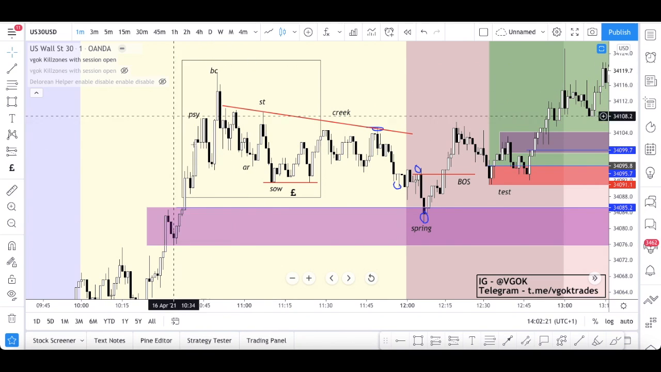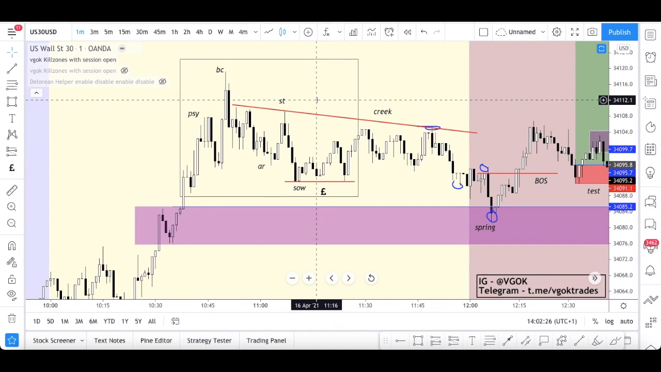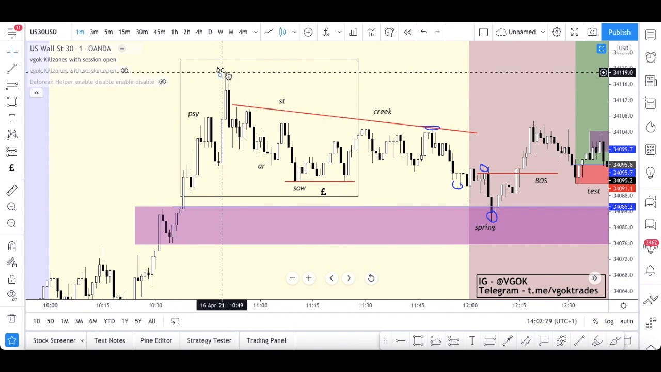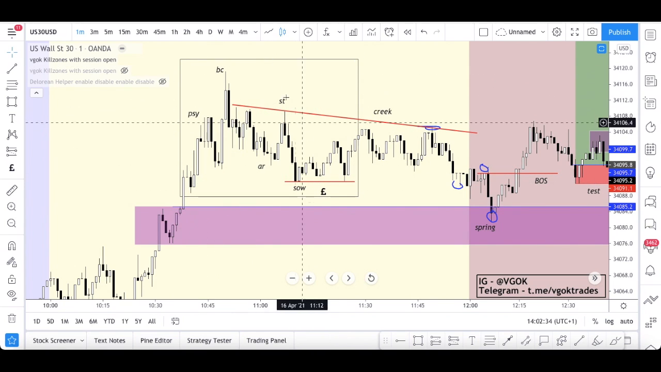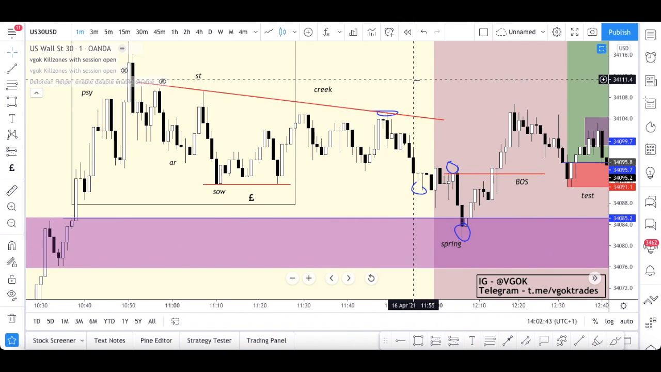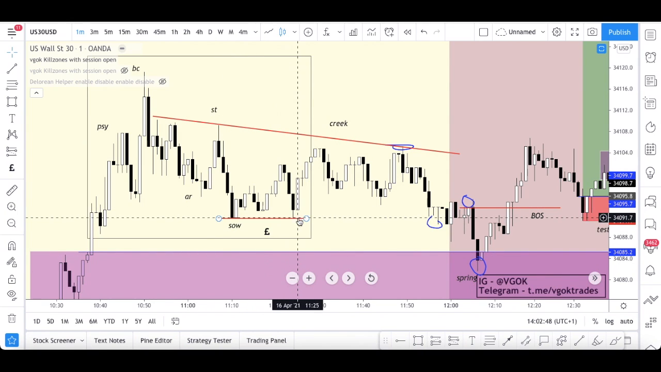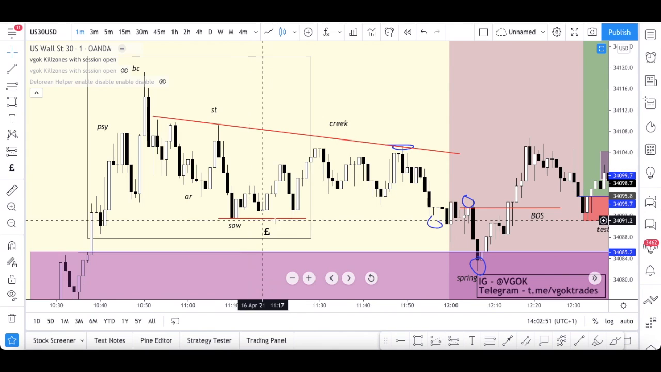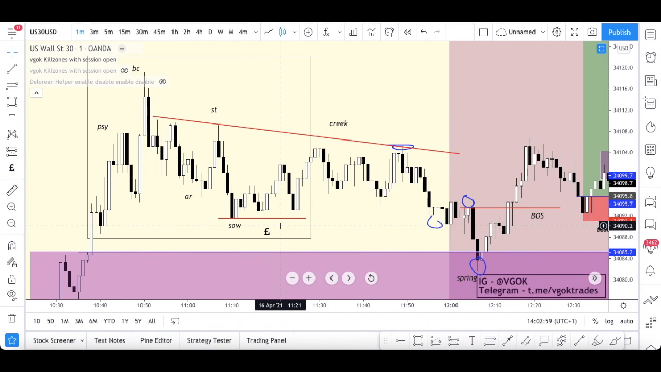Now, the initial start of this consolidation has the look of a distribution schematic about it. We've got this preliminary supply, a buyer's climax, an automatic rally, a secondary test, and a sign of weakness. The start of it does look like it's forming that distribution schematic. But upon further reflection, when we see what price is actually doing in this zone, we can see what it's actually starting to create. It starts to create this liquidity on the bottom end of the consolidation here, and we've got that liquidity build up just above our demand zone. So, that could be an area for manipulation.